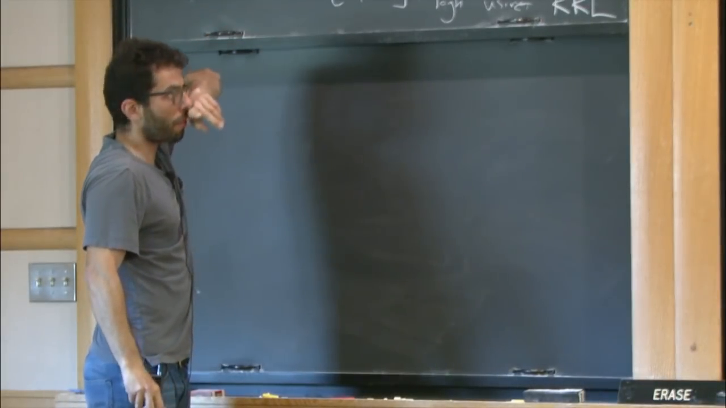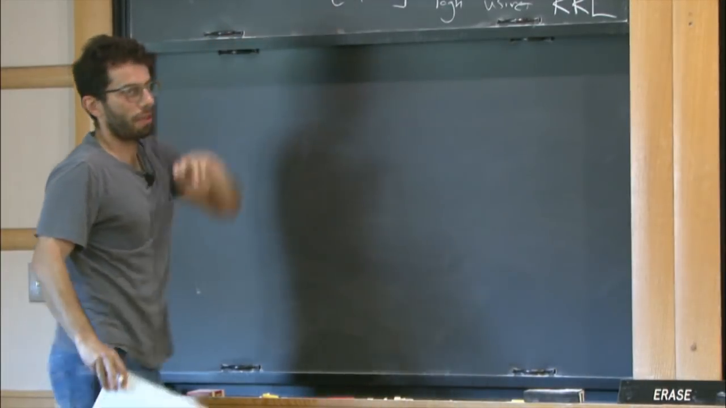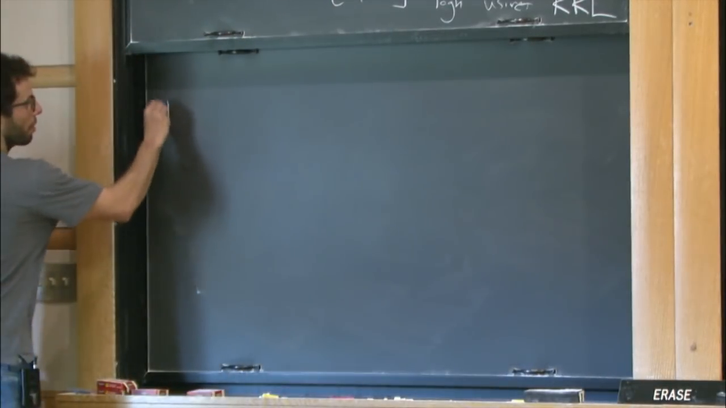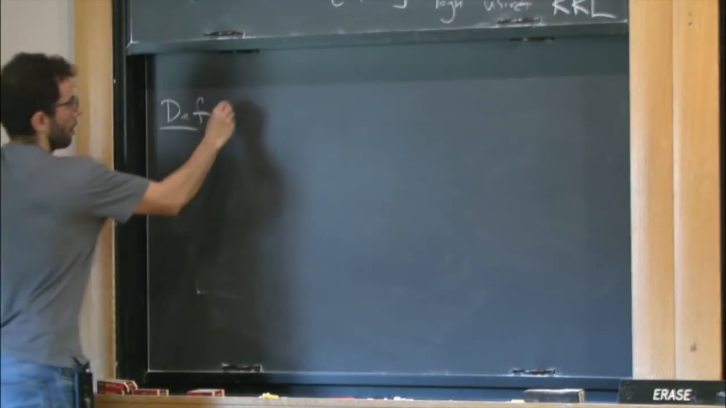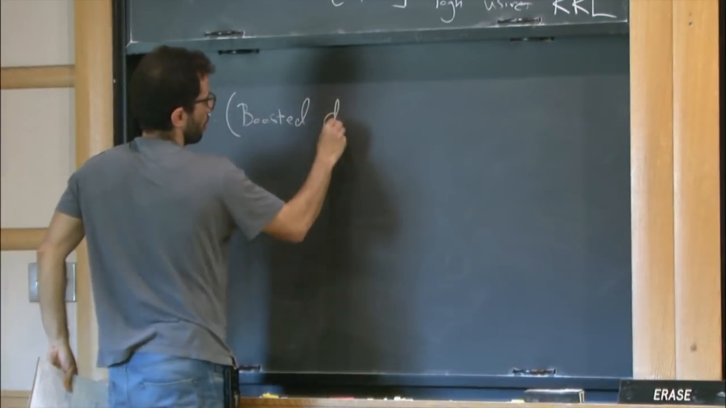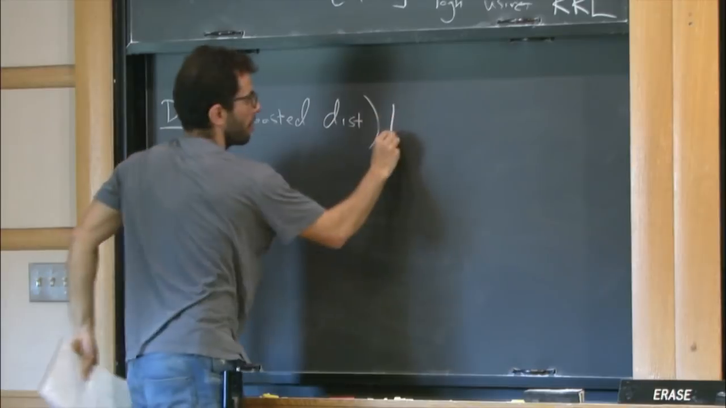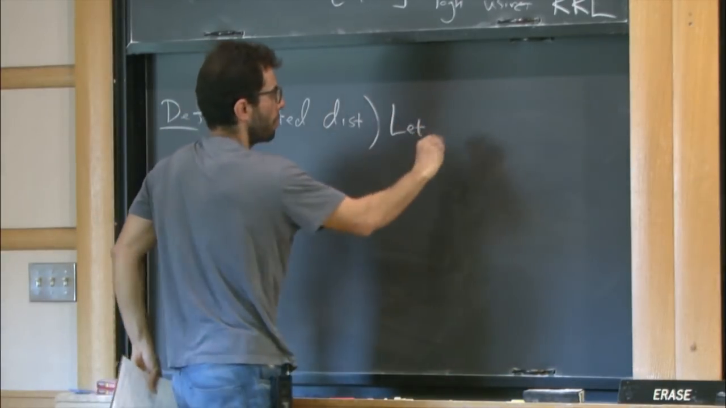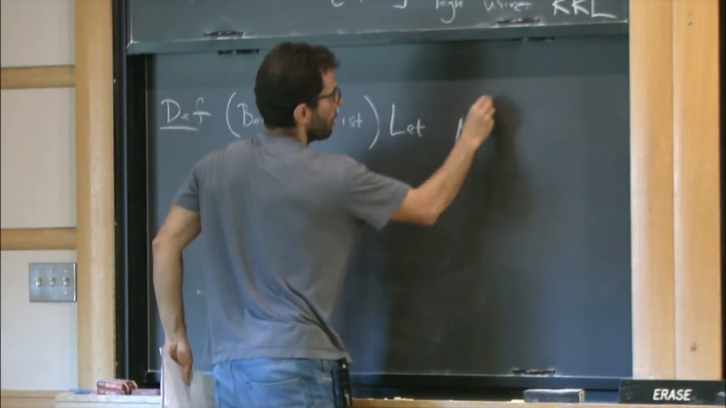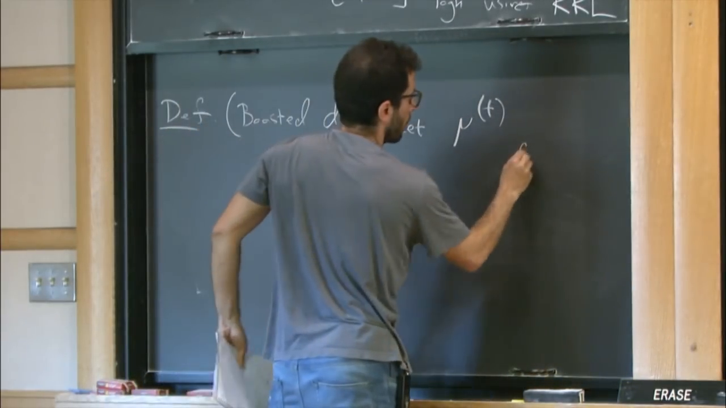OK. This is not maybe as important here. But now I'm going to give you a definition. And the definition is a bit asymmetric. And that's because of this assumption. So let me define this. We call these boosted distributions. So I'm starting with some mu, right? That's my distribution. So mu t in brackets is the following distribution.